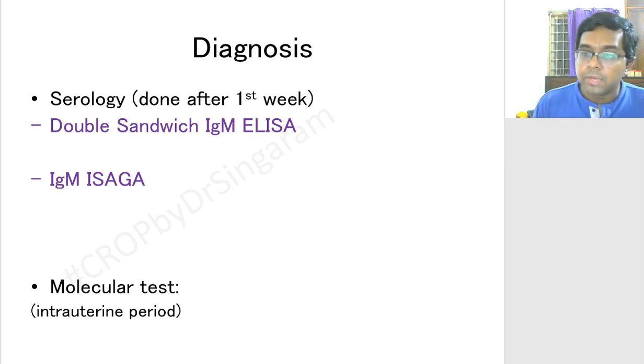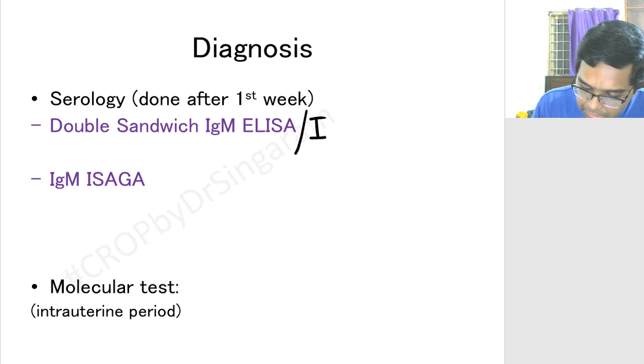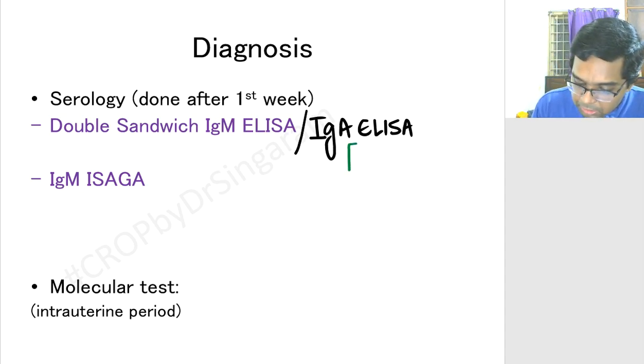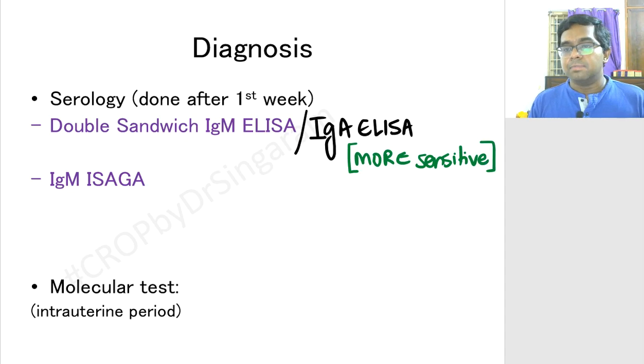Now, one more point I would like to emphasize here is that there is something called double sandwich IgA ELISA also. Generally, we talk about IgM and IgG antibodies, but here I have included IgA ELISA also. And please remember for the exam, this IgA ELISA is found to be more sensitive than IgM ELISA. So this is a point which has to be highlighted and remembered. IgA ELISA is a better test here.